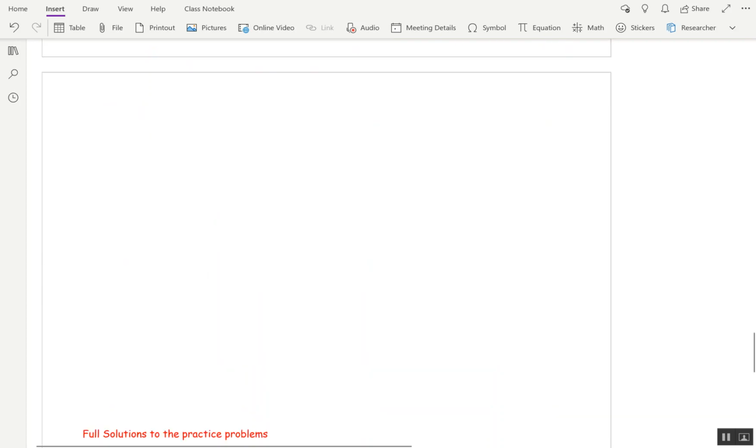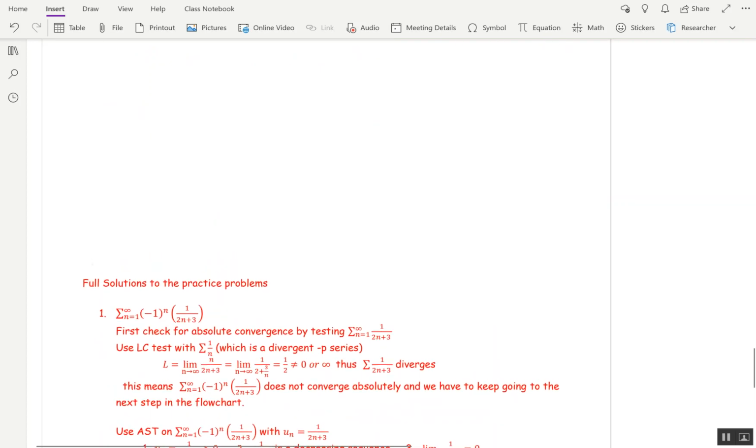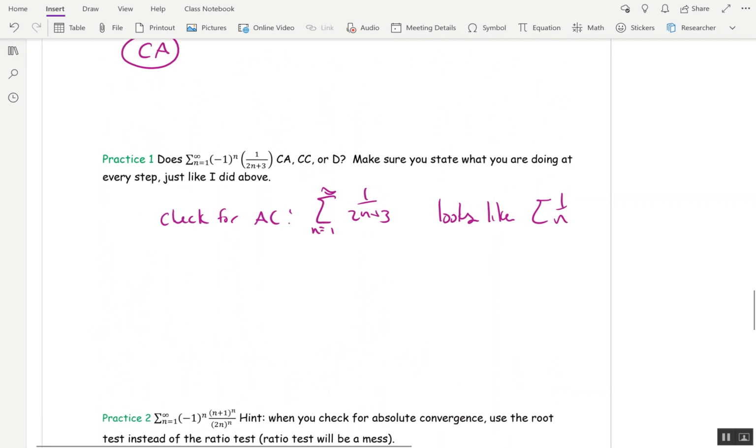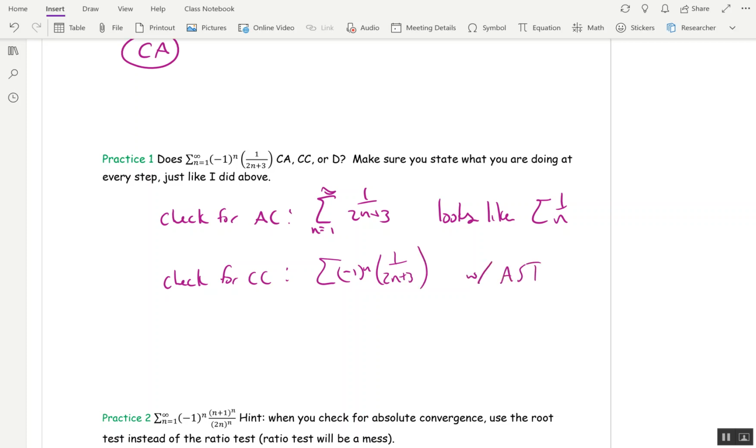I think in the solutions, what did I do? I used limit comparison. So that's not going to converge absolutely. So then the next step is you're going to have to check for conditional convergence with the original series. You're going to take the (-1)^n, 1 over 2n plus 3, and you're going to check that with the AST. And you'll see that that converges. And so this will converge conditionally.